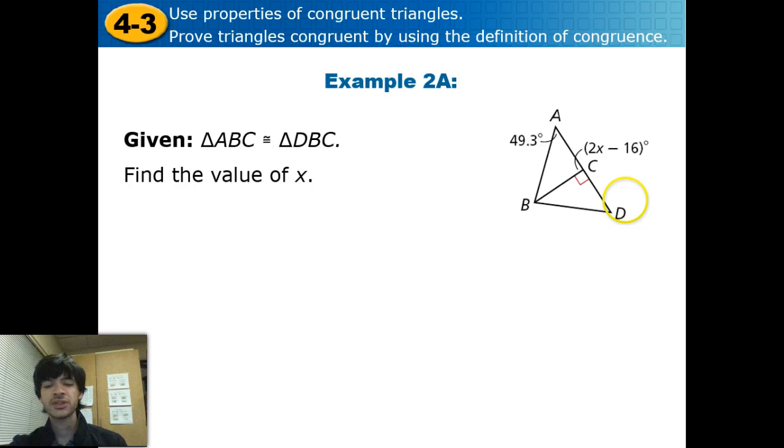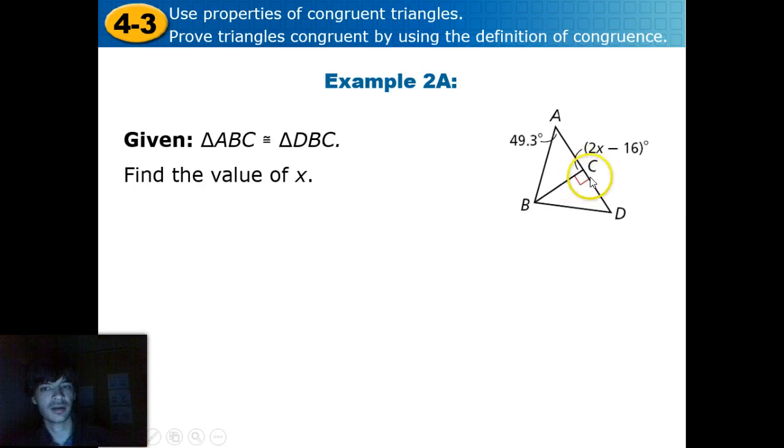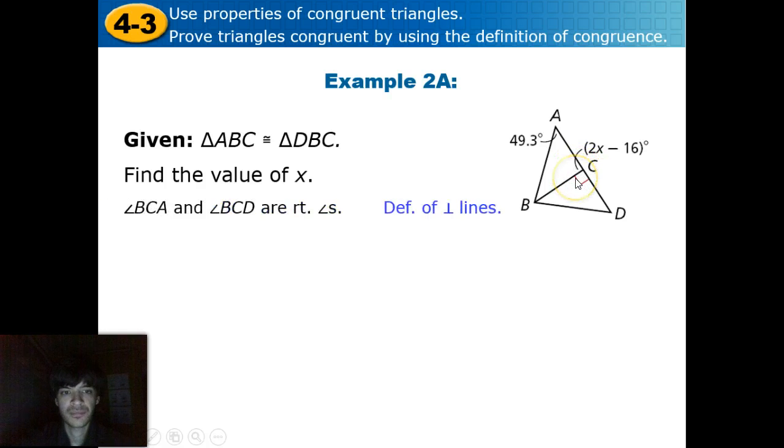Well, since we have a right angle right here, and we have this angle here, what happens is we can say that these are both right angles, that BCD and BCA are both right angles because of our definition of perpendicular lines. Because, well, we learned that in chapter 3, and so they cut right angles. Whenever you have right angles, you got perpendicular lines.